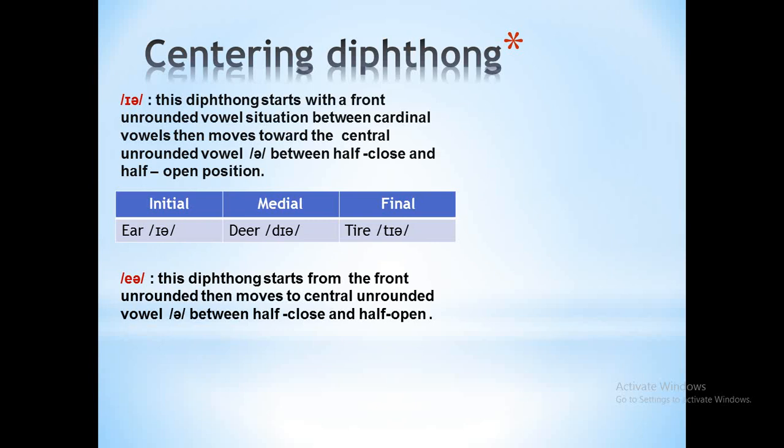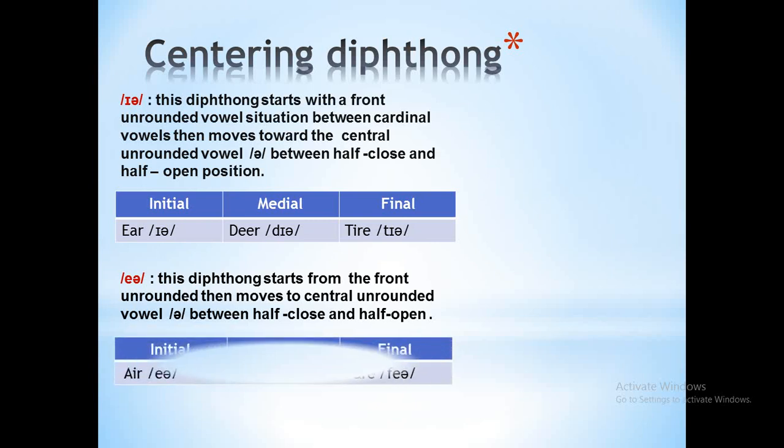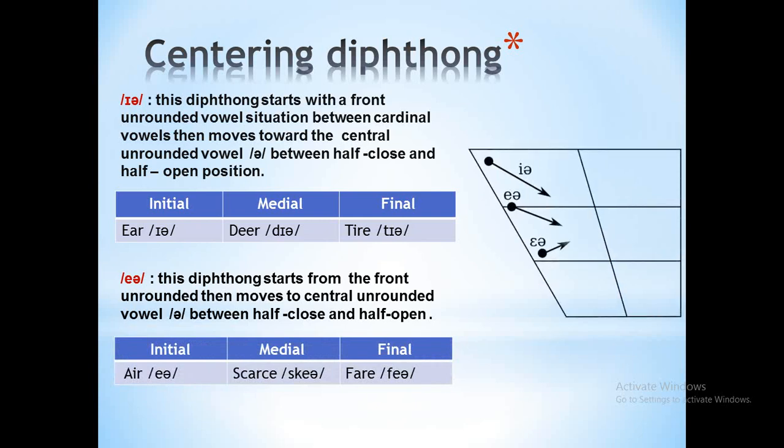The second one is air. This diphthong starts from the front and rounded, then moves to central and rounded vowel schwa between half closed and half open. So we have air in initial, scarce in middle, fair in final. Look at this picture, it will explain more.